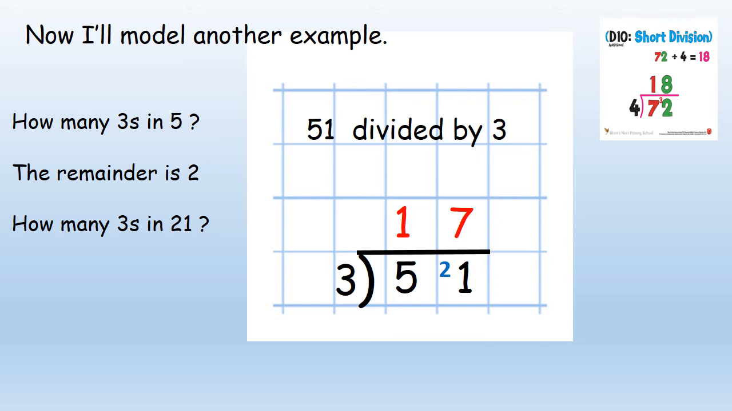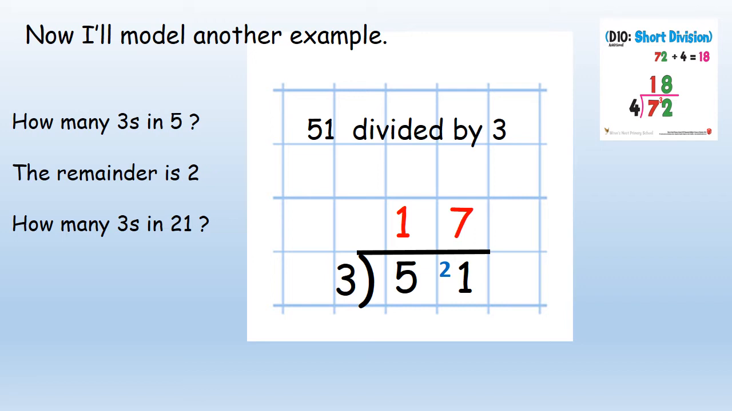And now I'll model another example. This time 51 divided by 3. So you've got 51 inside the bus stop, 3 on the outside, and first of all you need to ask yourself, how many 3s are there in 5? And of course you can only fit one 3 into 5, so write a 1 in your tens column. And what's the remainder? 1 3 is 3, 4 5, so the remainder is 2. Remember, it's actually 2 tens, so that makes the ones 21.